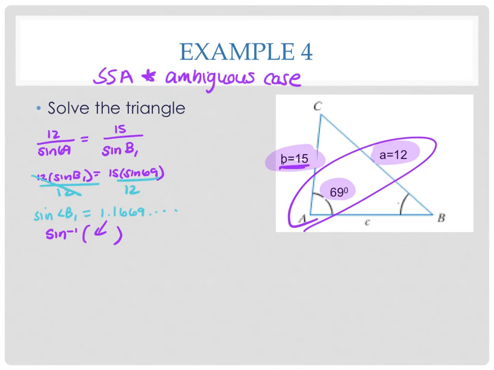It's yelling at you, right? It's like, hey, you can't do that. Can the sine of an angle be bigger than 1? No. So this means no triangle.